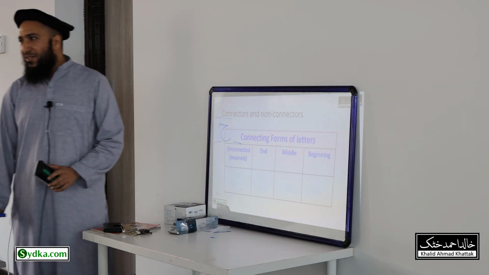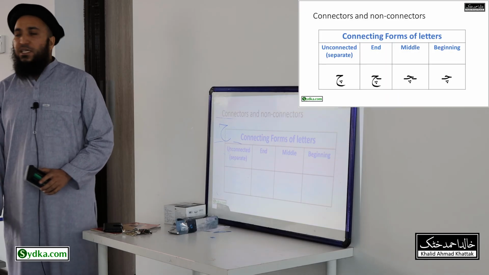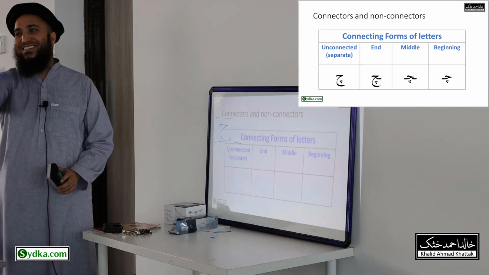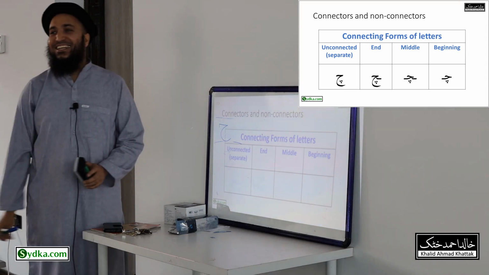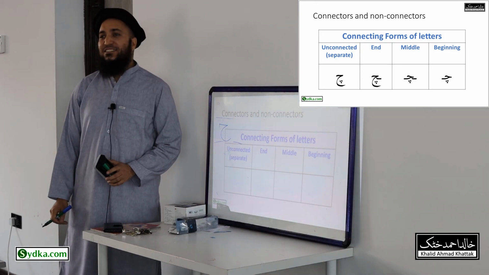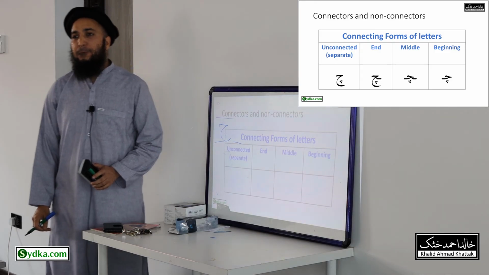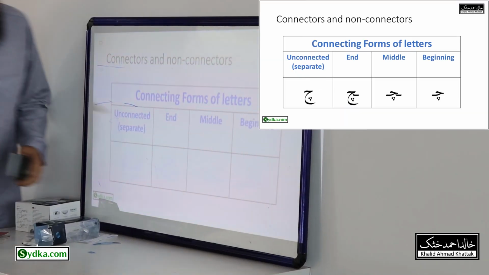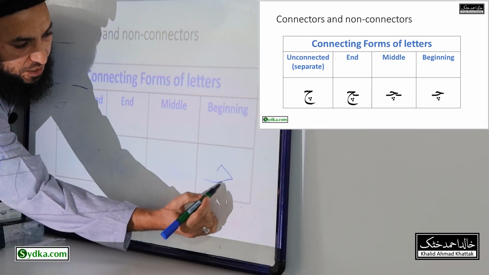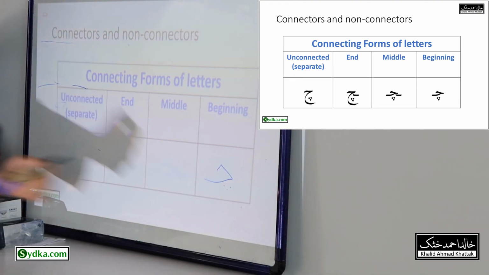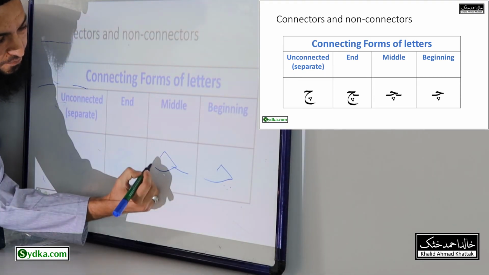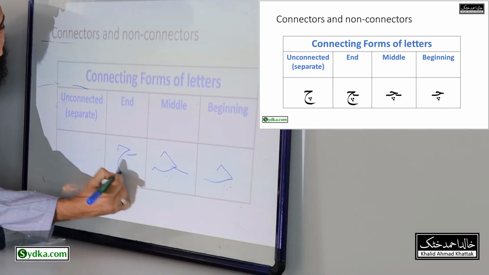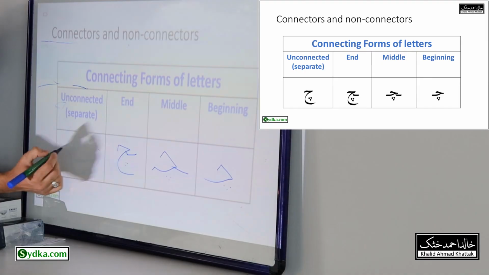I know it's a bit boring, it's repetition. Okay, is it connector or non-connector? Connector. Not you, somebody else. Is it connector or non-connector? Yes. Connector. Why? Because it connects both sides. Both sides, good. So the beginning form is same as Jim, except we have 3 dots, middle, 3 dots, at the end, 3 dots, and on its own.